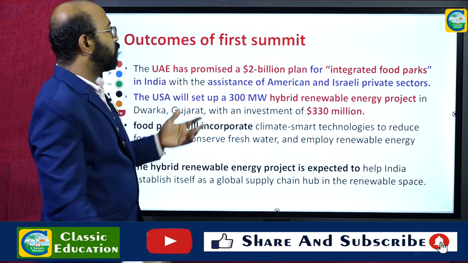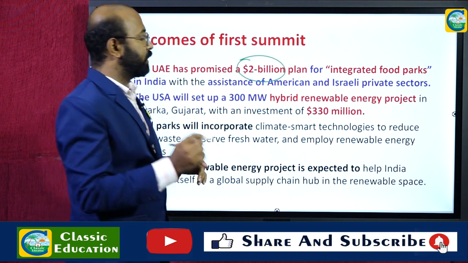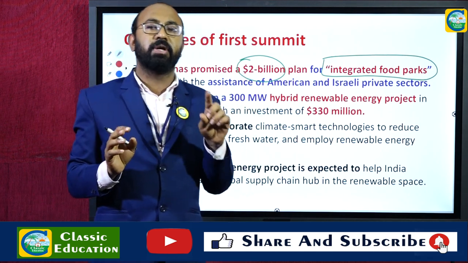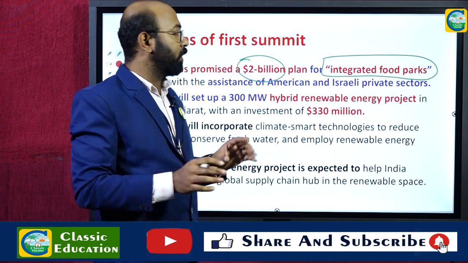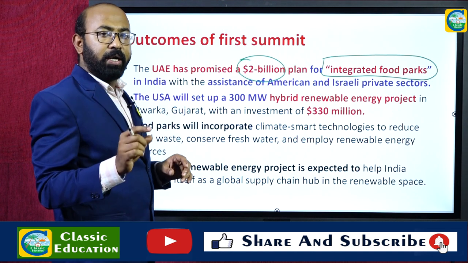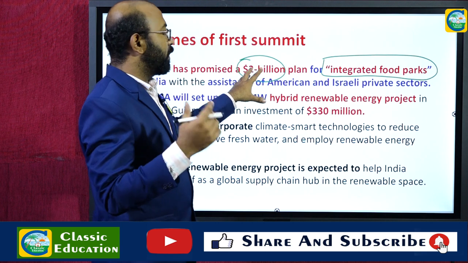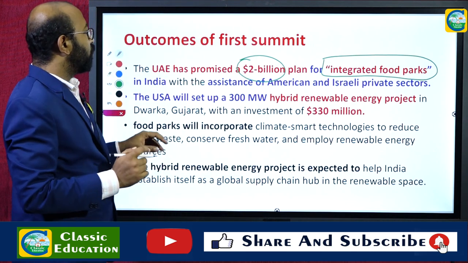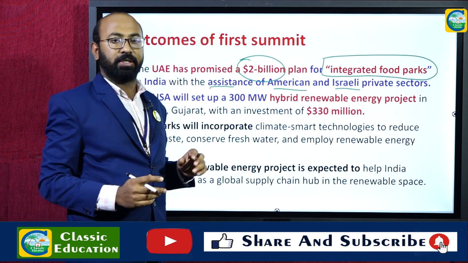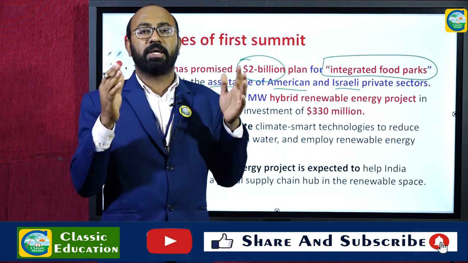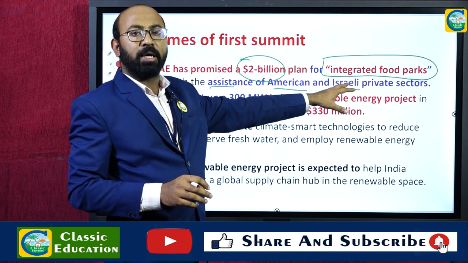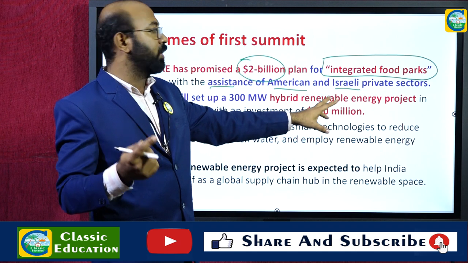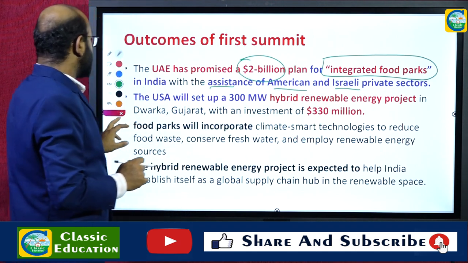The UAE has promised a $2 billion plan for integrated food parks. This is very important. I have said that the first meeting of this grouping is aimed at food security, so food security is one of the major areas of cooperation. In this area, the UAE has agreed to give $2 billion of investment for India in integrated food parks. That means the UAE will establish food parks in India with the assistance of American and Israeli private sectors. Along with the government, private players are also involved. In this integrated food park project, the UAE will provide the financial assistance, but America and Israel will provide the expertise from the private sectors. So this is what is agreed.